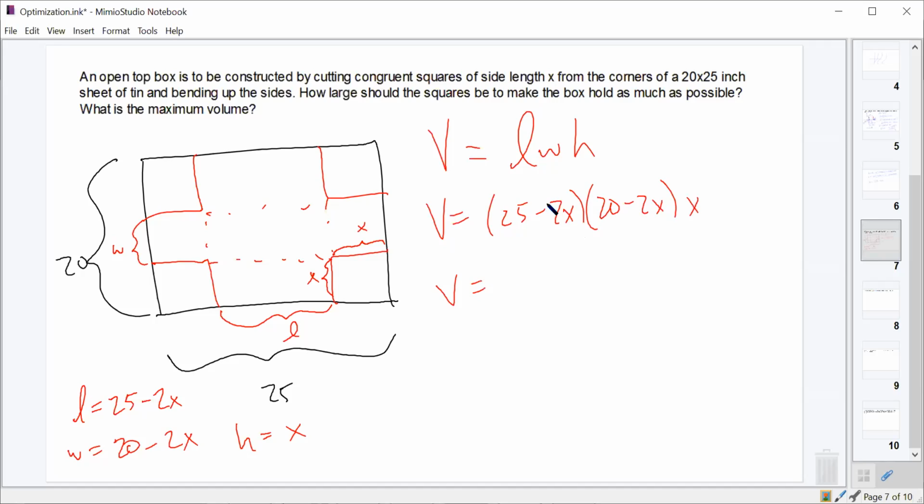Or if you distribute that all through, we're going to have 4x squared times an x, which is 4x cubed, a minus 50x and a minus 40x, which is minus 90x, times an x, so minus 90x squared. And then the 20 times the 25 is 500x.